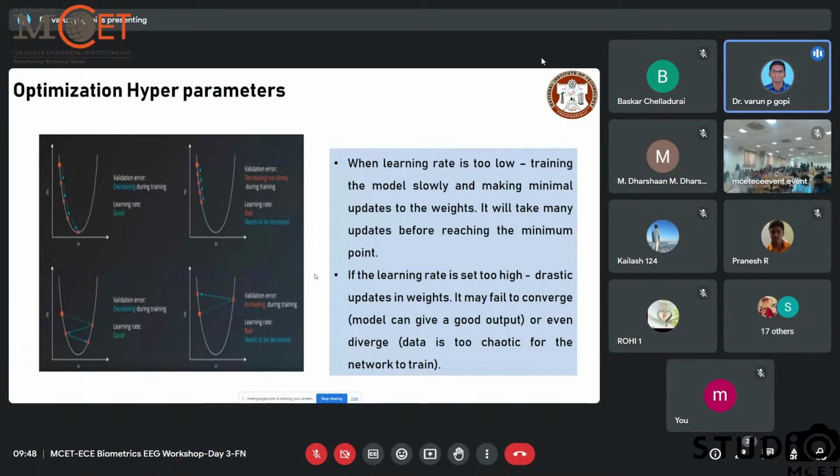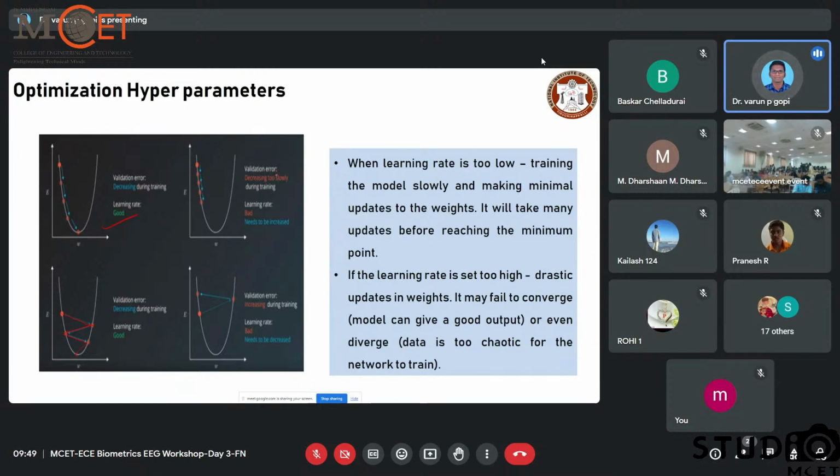We have to look at different selections of learning rate. If you consider the first figure, you can see that the validation error decreases during training. The error decreases, that is optimal in nature, and it reaches the minimum, so it is a good one. Similarly here also the validation error is decreasing. It is coming down step by step and finally reaches the minimum, so it is also a good learning curve.